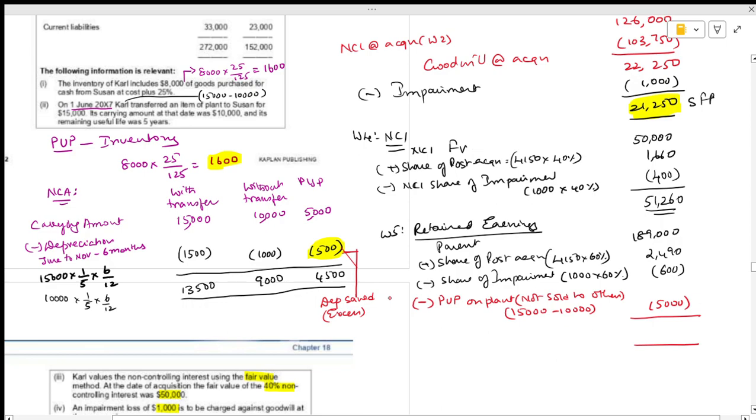How much is there? 189 plus 249 is 185,890. This is the retained earnings.